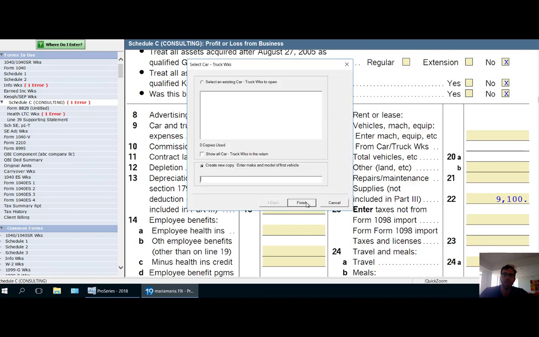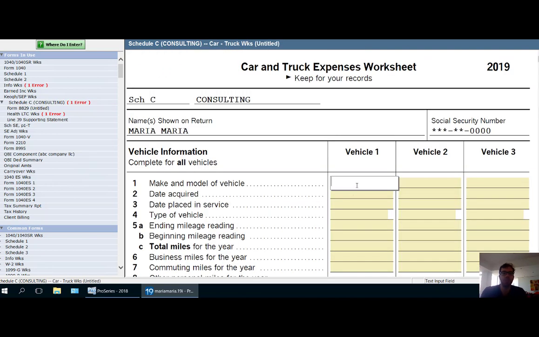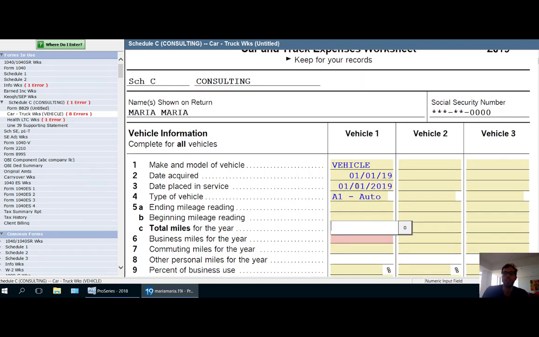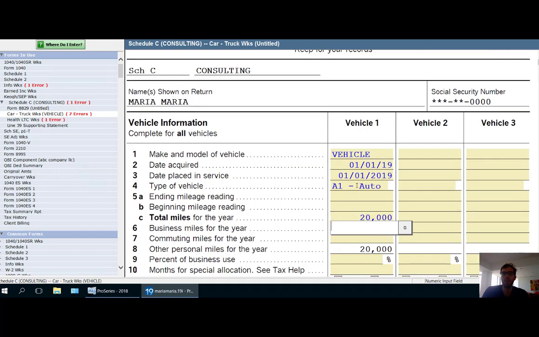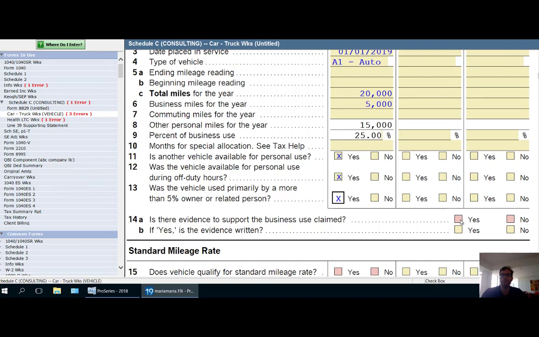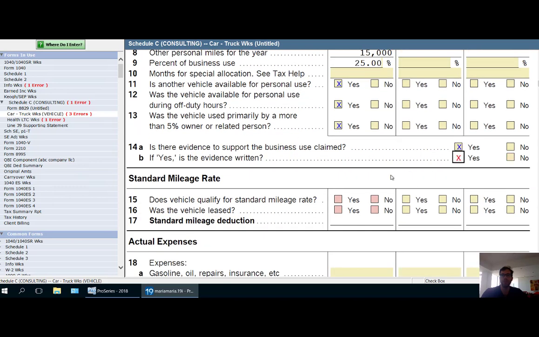So let's just say she has a vehicle that she drove. We're just going to call it a vehicle. She started driving it at the beginning of the year, and let's say she drove 20,000 miles for the year. Of those 20,000 miles, 5,000 are business related. So we can take 58 cents per mile, so 58 cents per 5,000 miles for the year 2019, and right there she gets a deduction of $2,900. So that's a great benefit.